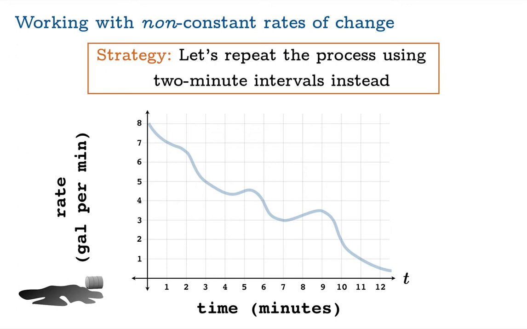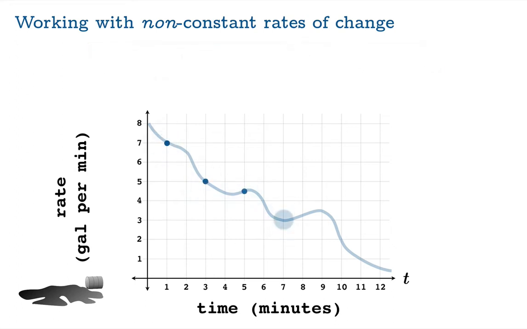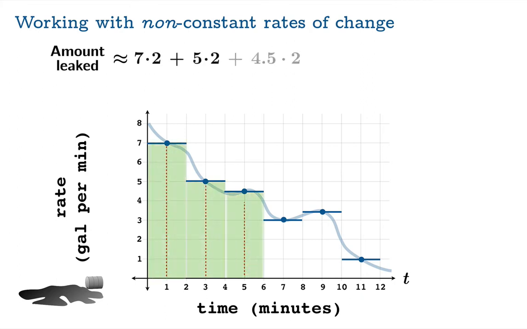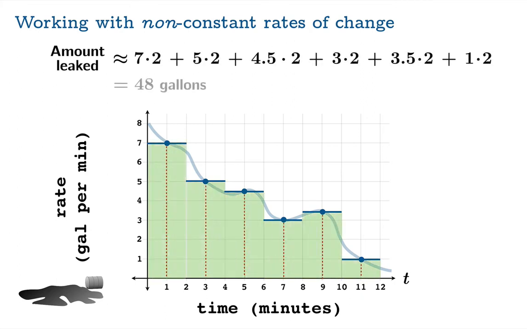This time we might take our representative rates to be, respectively, 7, 5, 4.5, 3, 3.5, and 1. And when we calculate the amount leaked, we're going to add up 6 contributions now over 2-minute intervals, and this time we get an approximate value of 48 gallons. So our approximation has changed, but presumably we're getting a better approximation because we have the ability to sample our rate of change function more often.